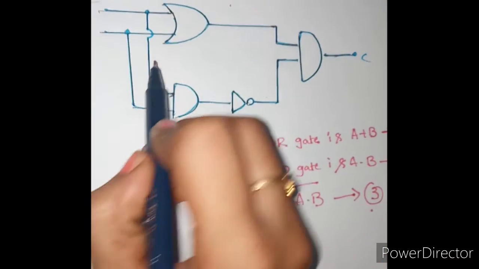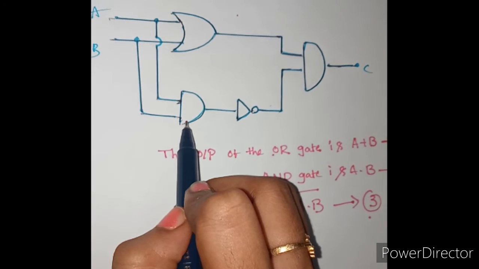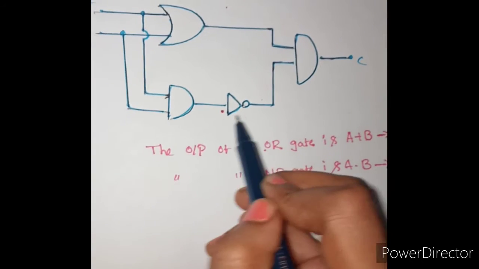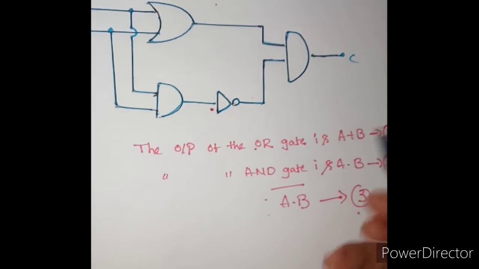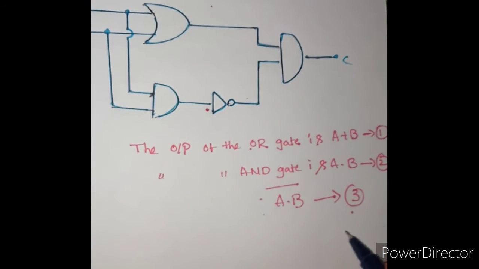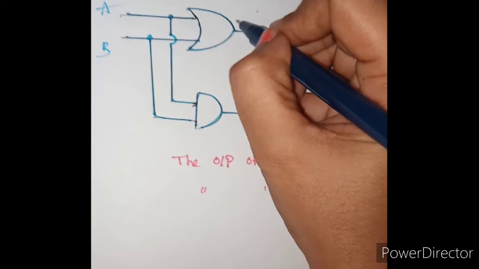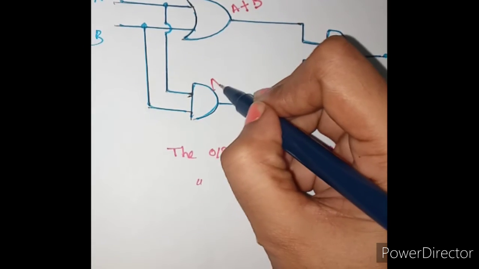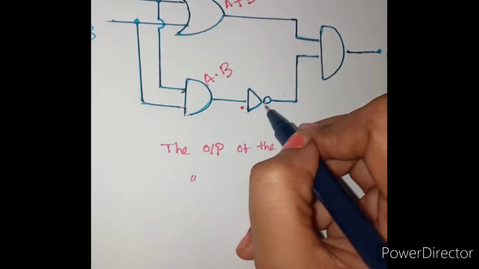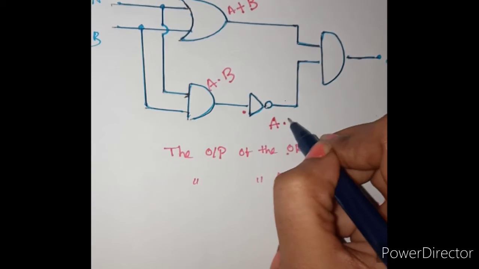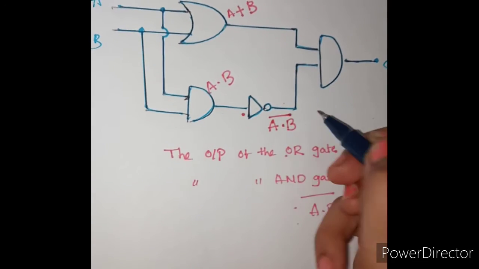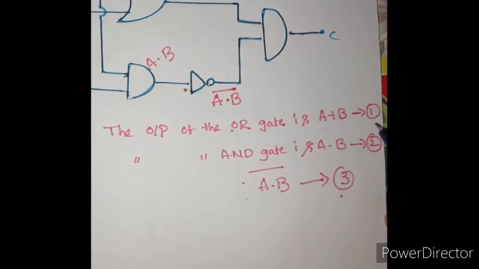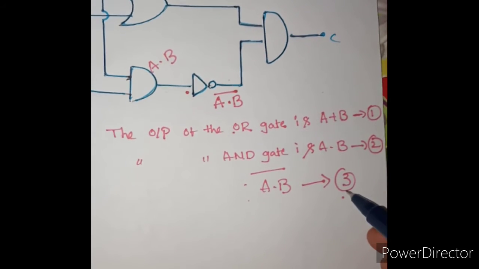See here, equation 2, that means the AND gate. This AND gate is fed to the input of the NOT gate, so A dot B bar here. This is equation number 3. See here, this is the A plus B OR gate. This is the AND gate A dot B. This AND gate is fed to the input, so the output is A dot B bar. That means this is equation number 1, equation number 2, equation number 3.